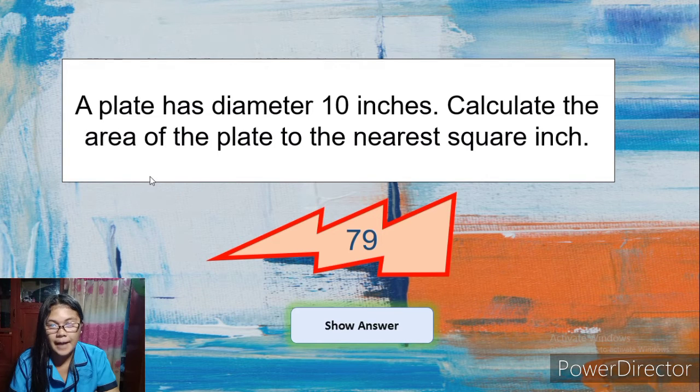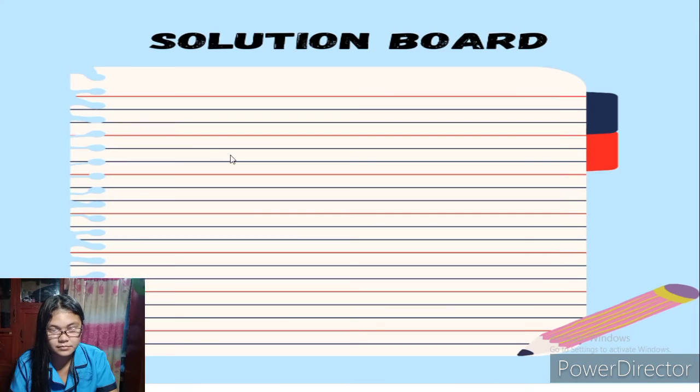Next, a plate has diameter 10 inches. Calculate the area of the plate to the nearest square inch. So, the answer is 79. The formula is pi r squared. Pi is equal to 3.14, a constant value. Then, r denotes the radius.